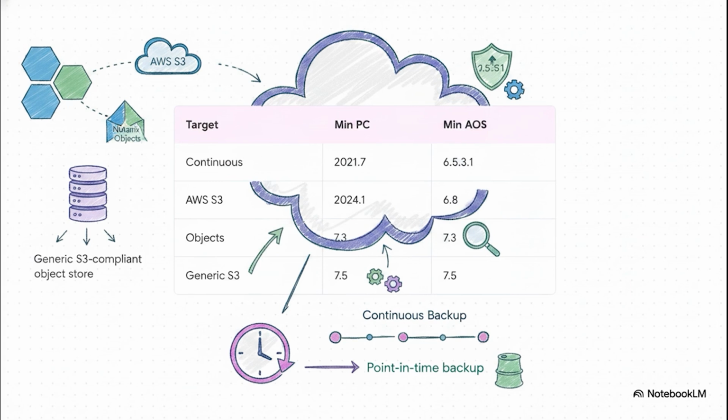Take a continuous backup strategy, for example. That's where you're streaming recovery points constantly to keep your RPO incredibly low. For that, you need at least one cluster running AOS 6.5.3.1. Now contrast that with a standard point-in-time backup that just takes scheduled snapshots. If you decide to point that backup at a generic S3 target, you are strictly required to have your Prism Central at version 7.5, and your target AOS must also be at 7.5.